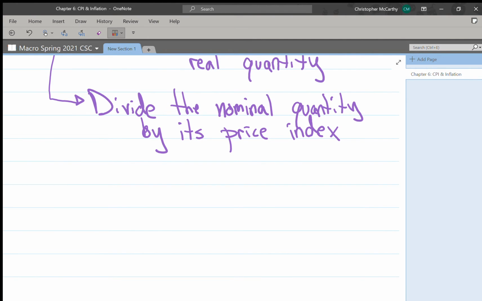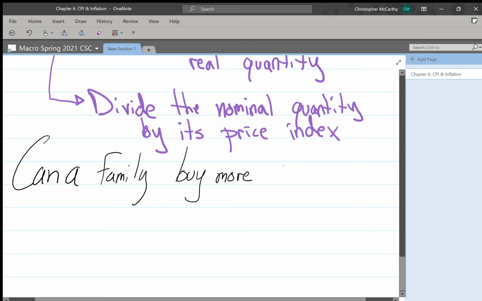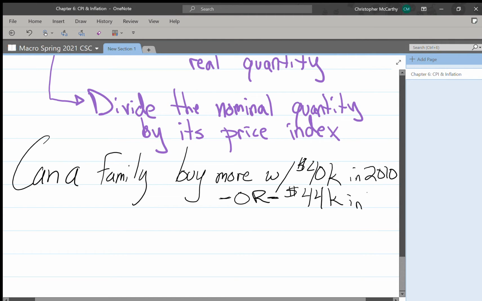We're asked a pretty simple question here. It seems like it would have a pretty simple answer. Can a family buy more, can they enjoy more goods and services, with $40,000 in 2010 or $44,000 in 2015? The immediate answer that we want to give is obviously 44,000, right? 44,000 is greater than 40,000, but these are apples and oranges. These are nominal incomes. So we have to deflate the nominal income in both years to get the real income.